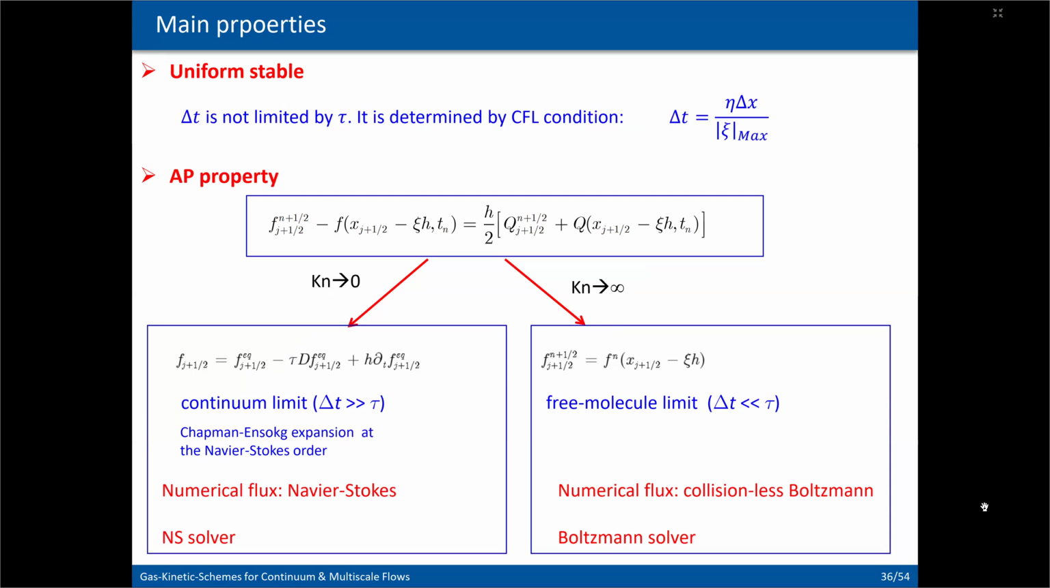We can prove that in the continuum limit, the reconstructed distribution function follows the Chapman-Enskog expansion at the Navier-Stokes order. This means that in the continuum region, UGKS is actually a Navier-Stokes solver. And in another limit, we can prove that the distribution function is the solution of the collisionless Boltzmann equation. And in that limit, the UGKS becomes a Boltzmann solver.